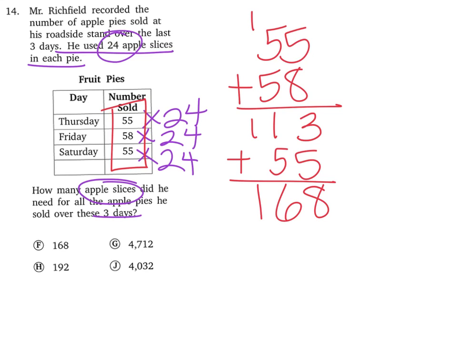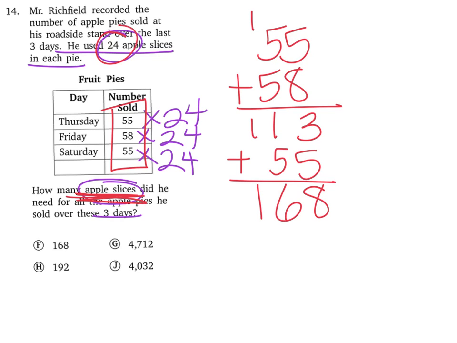They are definitely trying to trick me. And I still need to what? Multiply. I still need to multiply. Because what is this the number of? That's the number of fruit pies. It's the number of pies. Am I supposed to be finding the number of pies? No, you're supposed to be finding the apple slices. I'm supposed to be finding the apple slices.